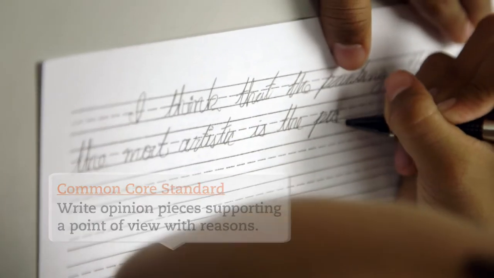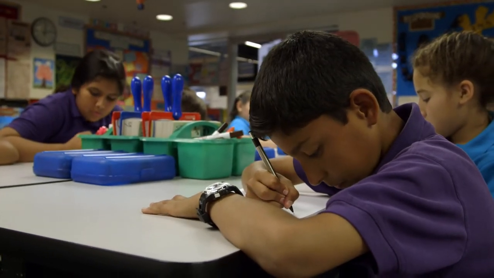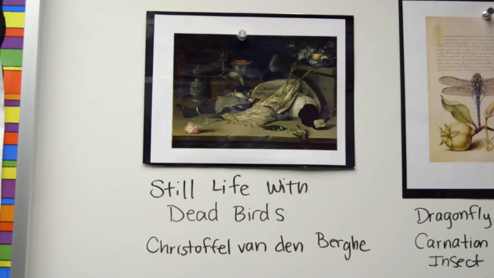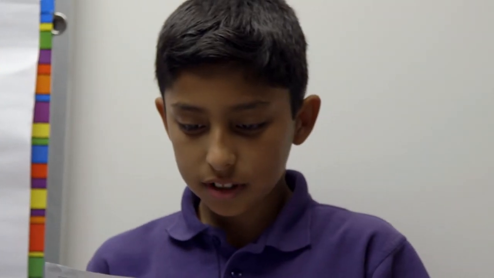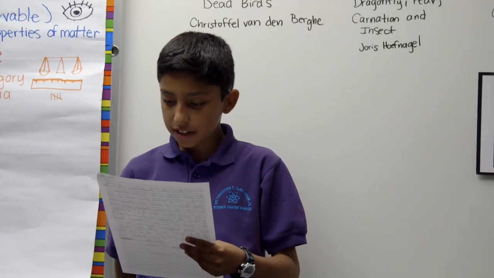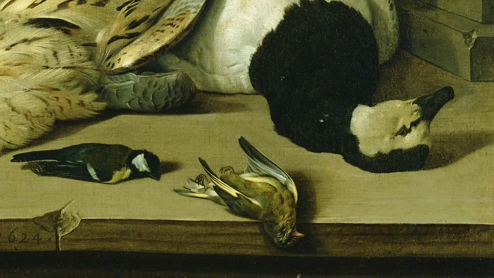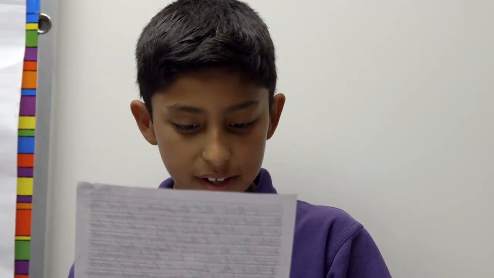What was hard for me was explaining why I thought the still life with dead birds in it was more artistic than the rest of them. I worked through it by looking at all the details it had. I think that the painting that looks the most artistic is the first one. It has all of the animals looking dead, and the dead birds make it look like a cartoon.